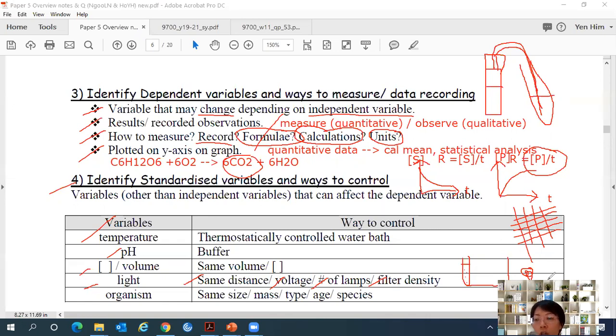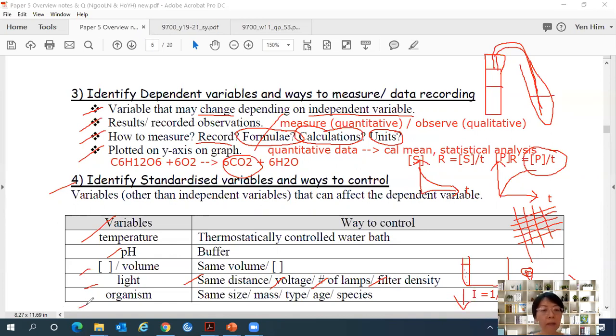Or you may want to change the distance of the lamp away from your apparatus, which also works. Because of the formula for light intensity I: light intensity is inversely proportional to the distance, L. You increase the distance, you will decrease the light intensity, okay?